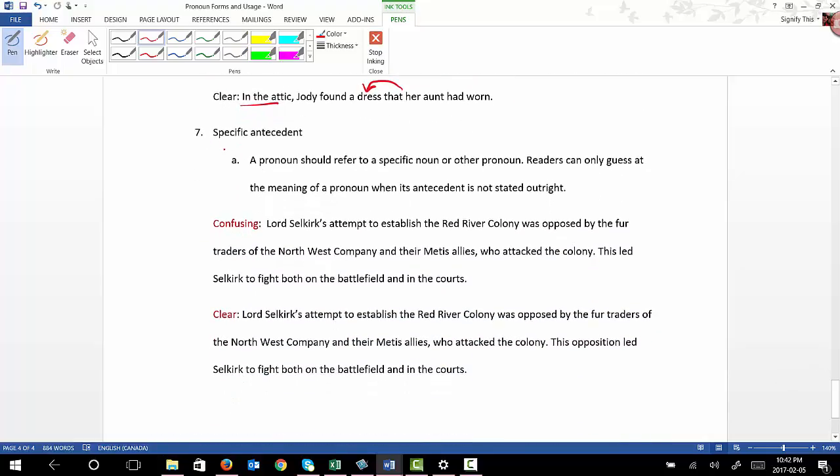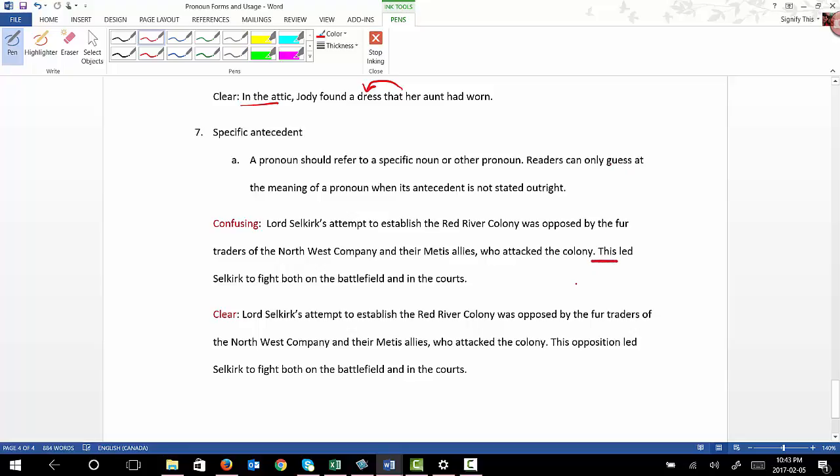Okay, and you need to make sure that your antecedents are specific. So a pronoun should refer to a specific noun or other pronoun. Readers can only guess at the meaning of a pronoun when its antecedent is not stated outright. For example, here are a couple of confusing sentences. "Lord Selkirk's attempt to establish the Red River Colony was opposed by the fur traders of the Northwest Company and their Métis allies, who attacked the colony. This led Selkirk to fight both on the battlefield and in the courts."